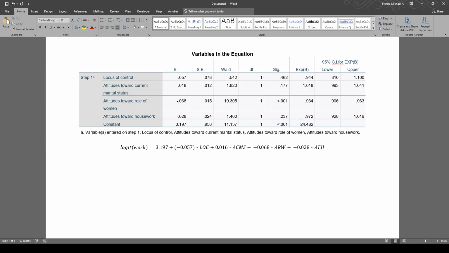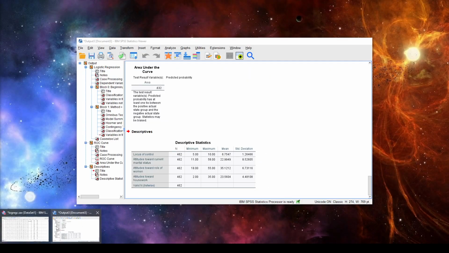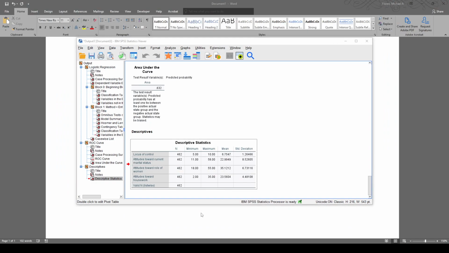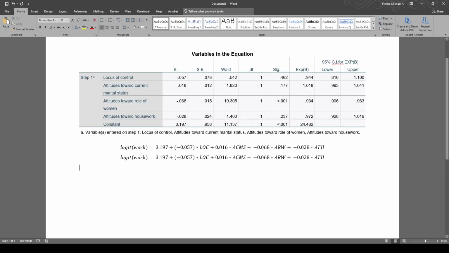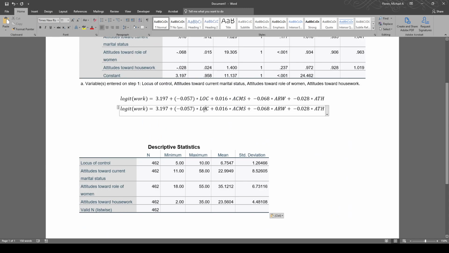I could then plug in my average values for locus of control, ACMS, ARW, and ATH, and I'll actually go on and do that here. So locus of control, I'll just copy and paste this output too so that I have it handy. Locus of control had a mean value of 6.75. The attitudes towards current marital status had 22.9.